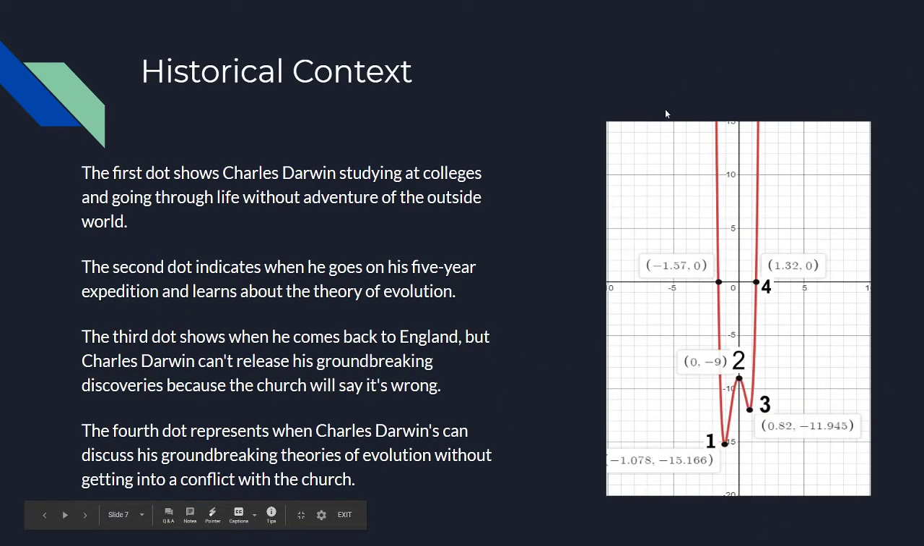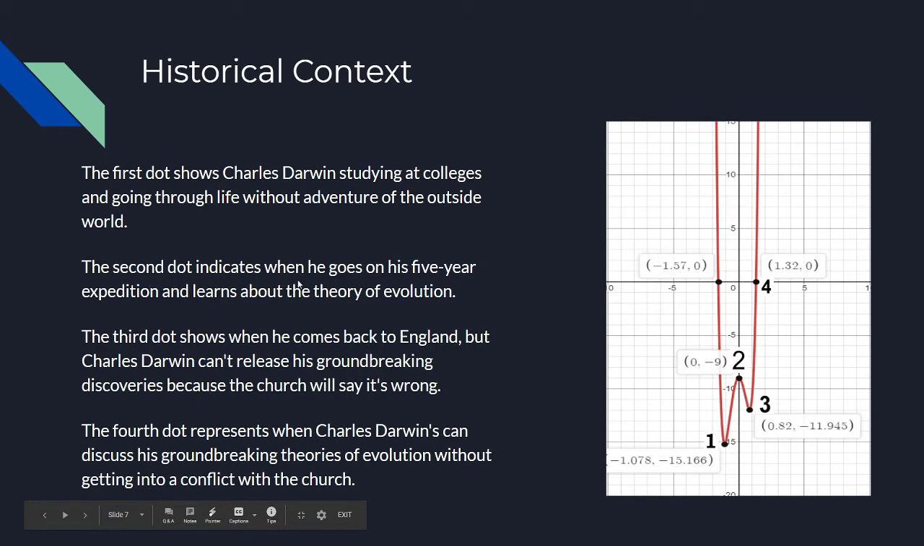For some historical context, how I linked this to Charles Darwin was I said this would be a graph of his life. So I'm going to start from dot 1. The first dot shows Charles Darwin studying at college and going through life without an adventure. He's going through no adventure, not what he likes, especially since he likes to go outside and do that stuff. So I feel like he was down here at that moment. He wasn't doing what he loved.